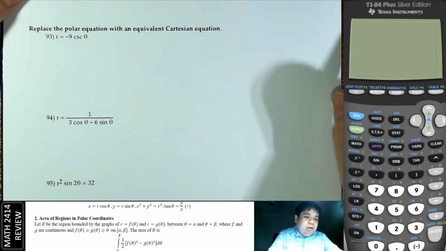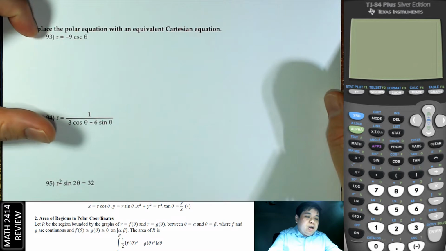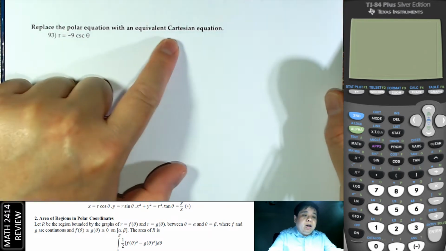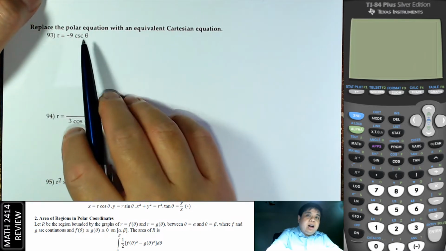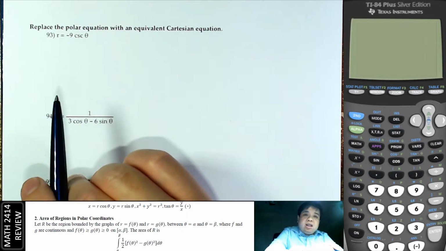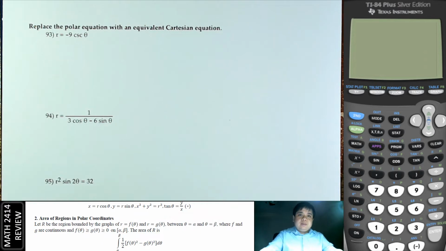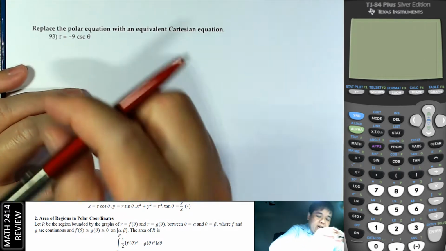We continue review calculus 2. Replace the polar equation with an equivalent Cartesian equation. So pretty much we have the equation in terms of r and theta. We replace that and we write as x and y. So the formula is over there. Let me write out again.